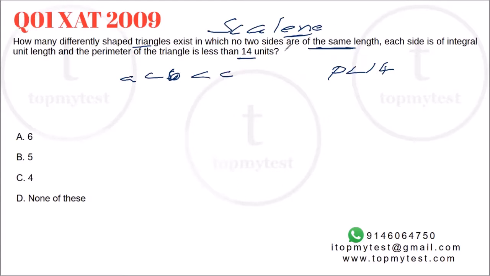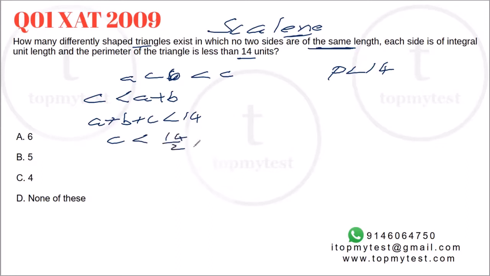Now, because in a triangle, the sum of any two sides has to be bigger than the third side, C has to be less than A plus B, and we know A plus B plus C is less than 14, which means C has to be less than half of 14, or 7.